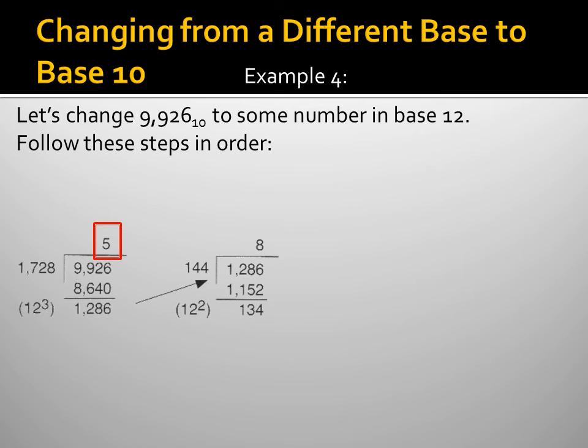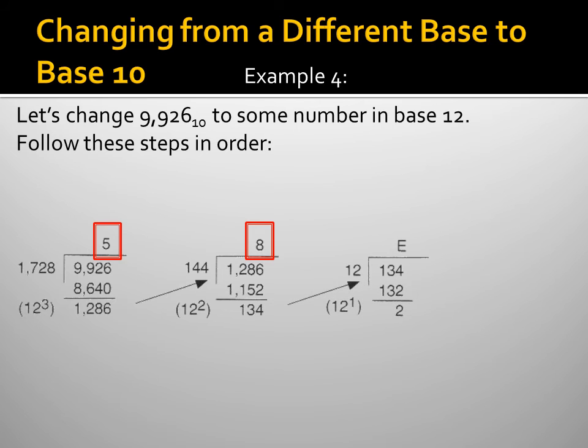Now it's important that that number, the remainder that you get after you subtract, is smaller than the divisor, or the number outside the division bar. If it's bigger, you've done something wrong and you need to go back and check it, but it needs to be smaller. In this case, 134 is smaller than 144. So 8 is the next number in our number that will be in base 12.